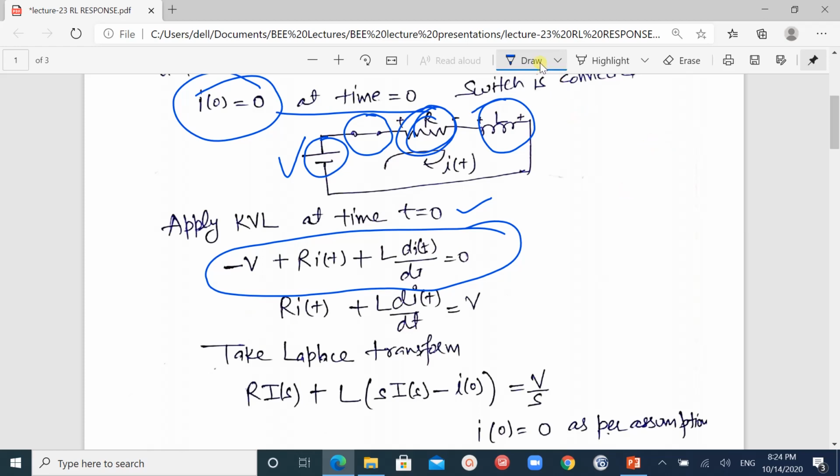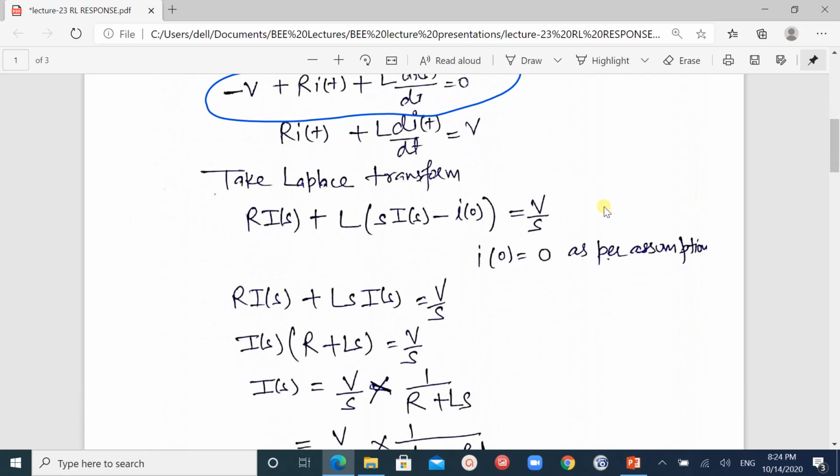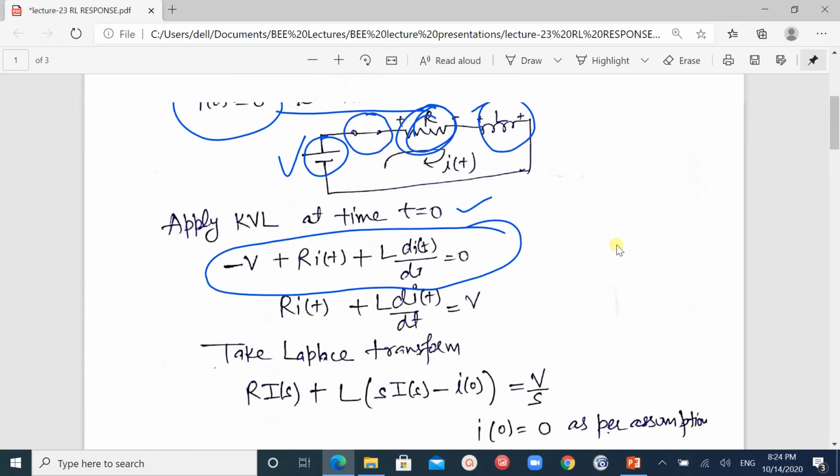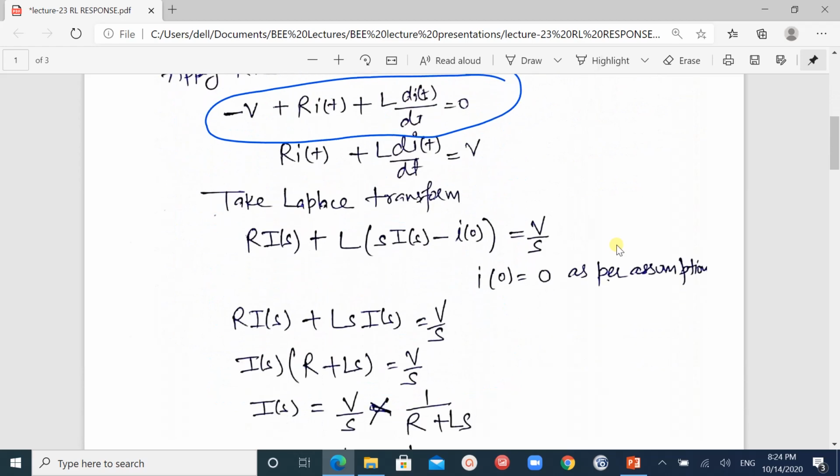Then we take the Laplace transform. In the previous video I told you how we use the Laplace transform. So here we take the Laplace transform of this equation. It will become R I(s) plus L, the Laplace transform of the inductance term, which is L into s I(s) minus I initial, I0, is equal to V upon s. I0 is 0 as per assumption. Here we assume that the initial current is 0. So according to this condition we put it as 0 and the equation will become this equation.